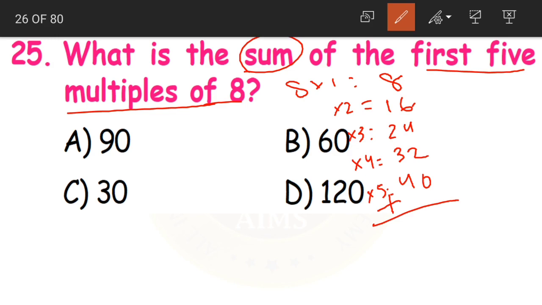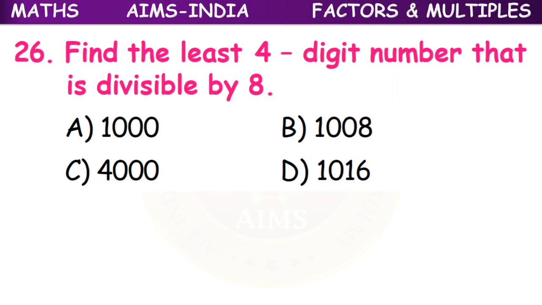8 plus 6, 14. 14 plus 4, 18. 18 plus 2, 20. 20 plus 0, again 20. 0 here, 2 carried. 2 plus 1, 3. 3 plus 2, 5. 5 plus 3, 8. 8 plus 4, 12. What is our answer? 120. That is option D. Understood, children?